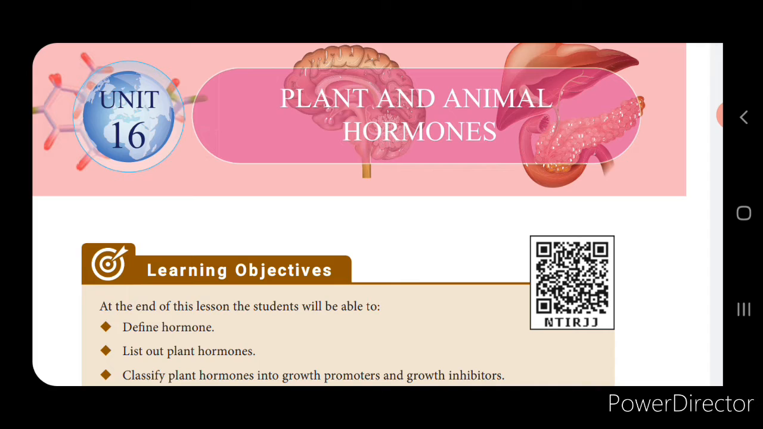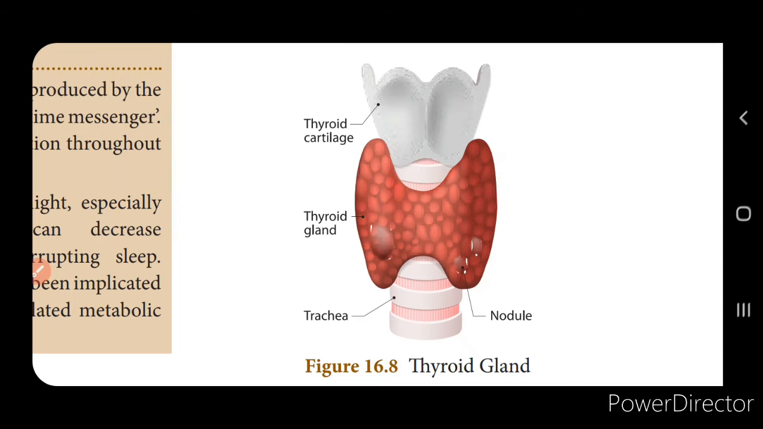Today we are going to see the thyroid gland, parathyroid gland, pancreas, adrenal gland, and the reproductive glands, and at the last, the thymus gland. Let's go into the session, children.